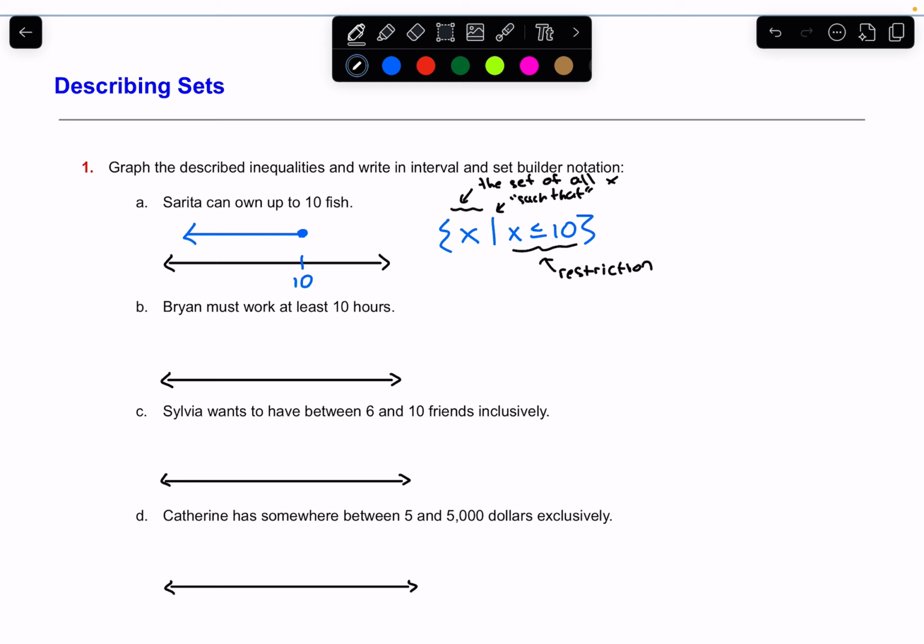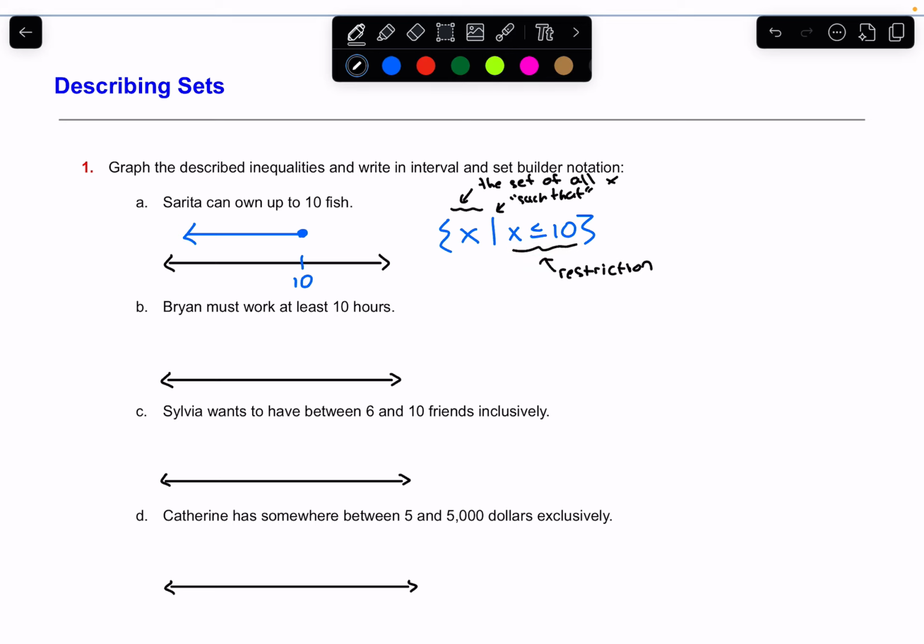So this is the restriction that x needs to be less than or equal to 10. Okay, so very, very just formulaic process. We say what's in the set, and that's everything that's an x, but then we give a restriction on it. X has to be less than or equal to 10.